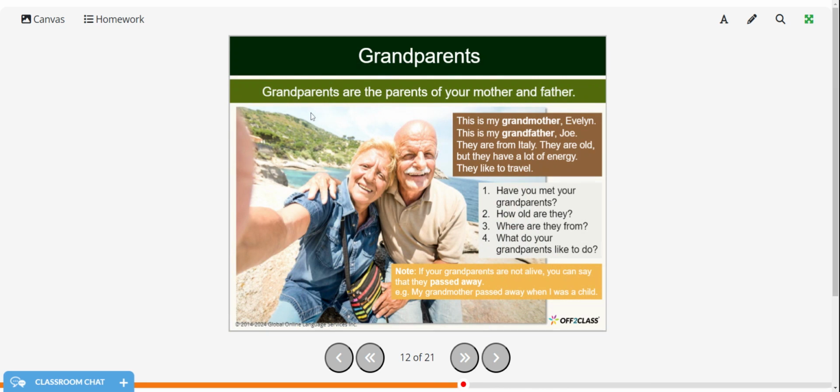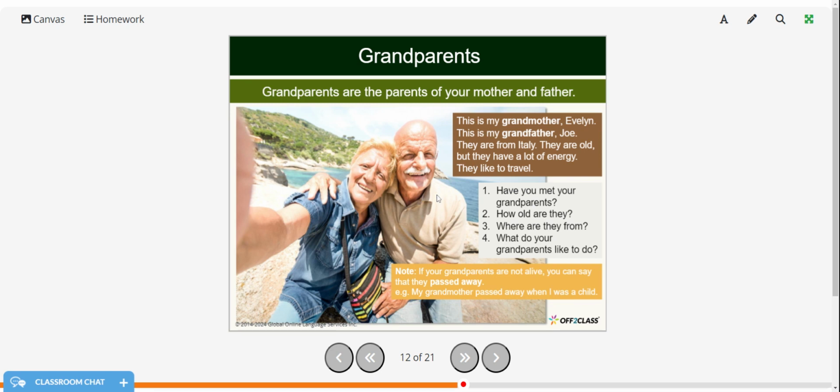Okay, and next we'll talk about grandparents. Grandparents are the parents of your mother and father. So we'll read this section. This is my grandmother, Evelyn. So that would be Evelyn. This is my grandfather, Joe. That's Joe. They are from Italy. They are old, but they have a lot of energy. And they like to travel.